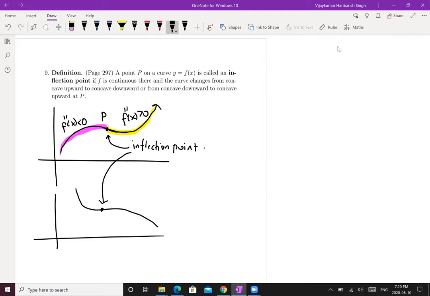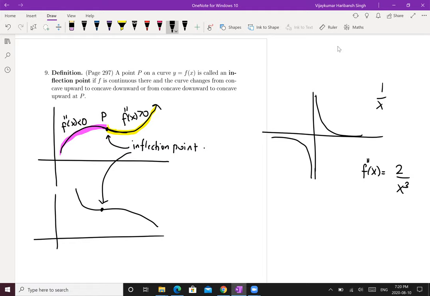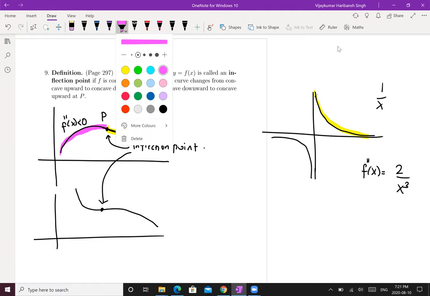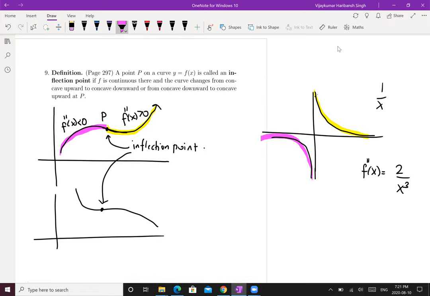Now if your function is continuous enough, and the second derivative is continuous as well, then before it changes from less than zero to greater than zero, the second derivative should be zero. Or in this case, if you look at 1 over x, the first derivative is minus 1 by x squared, and the second derivative is 2 by x cubed. So you see here the function is concave down on one side and concave up on the other. But before it changes from concave down to concave up, the second derivative has to pass through the point where the second derivative does not exist. We'll come to how to find the point of inflection in a minute.